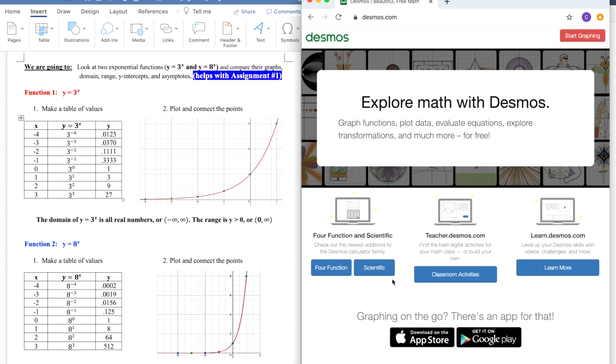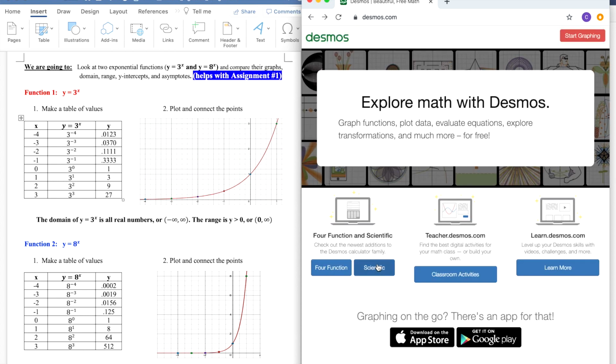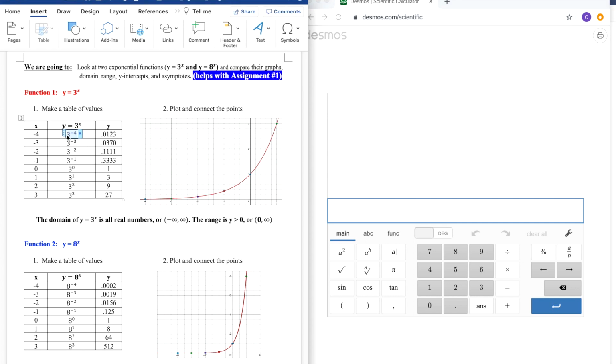So if you look down here, you have two options. There's a four function and a scientific. Four function calculator is what you're used to using in class, the one that's really limited. If you click on the scientific one, this one lets you do a lot more. So we're going to use the scientific, and we're going to calculate this one, 3 to the power of -4.